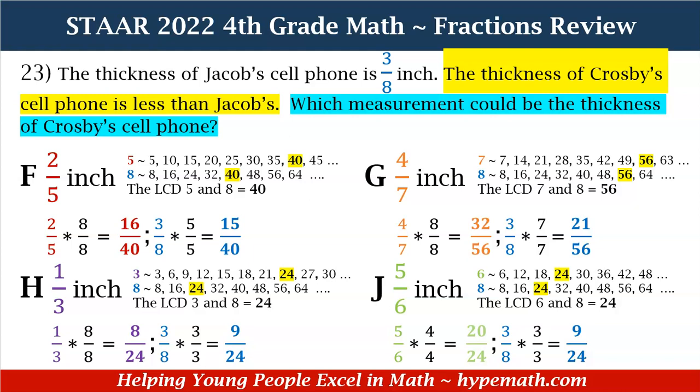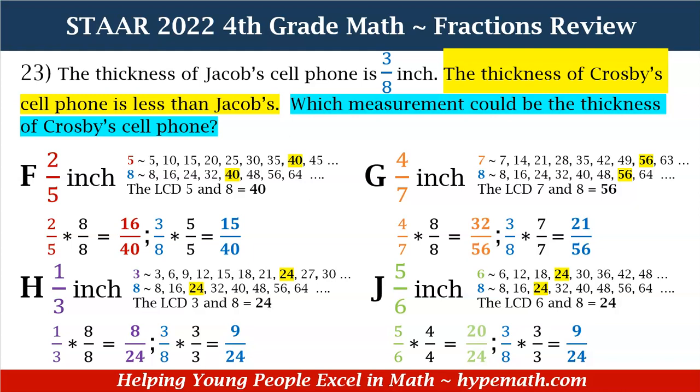Now we're going to work on 3/8. Again, 24 is my denominator, and we see that 8 times 3 is equal to 24, and 3 times 3 is equal to 9. So 9 over 24 is my equivalent fraction for 3/8.